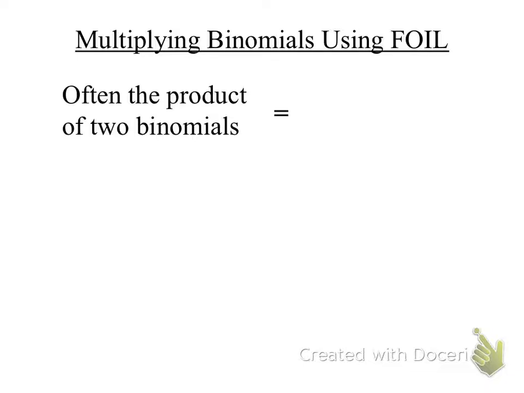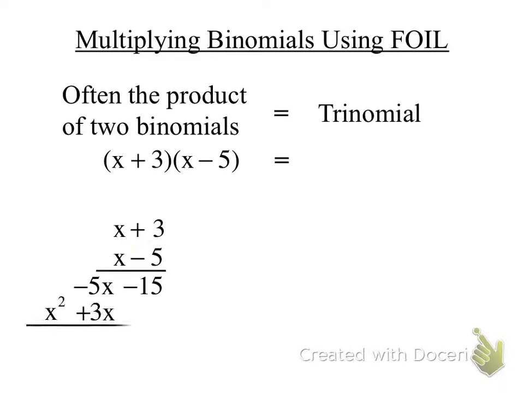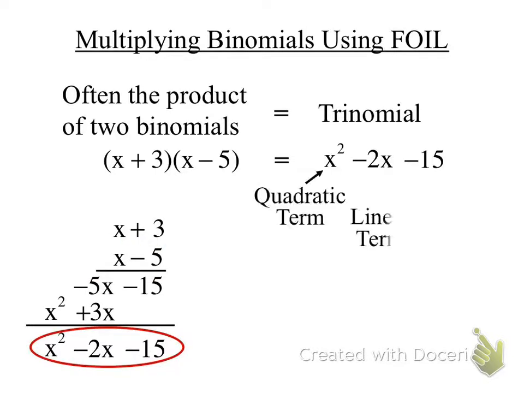Okay, so the product normally of two binomials is usually a trinomial. For example, when I multiply this, I get a trinomial, right? Now, I need you to write this down. When I multiply two binomials, I get a trinomial. The first term will generally be a quadratic term. This is called a quadratic. You should be writing while I'm going.